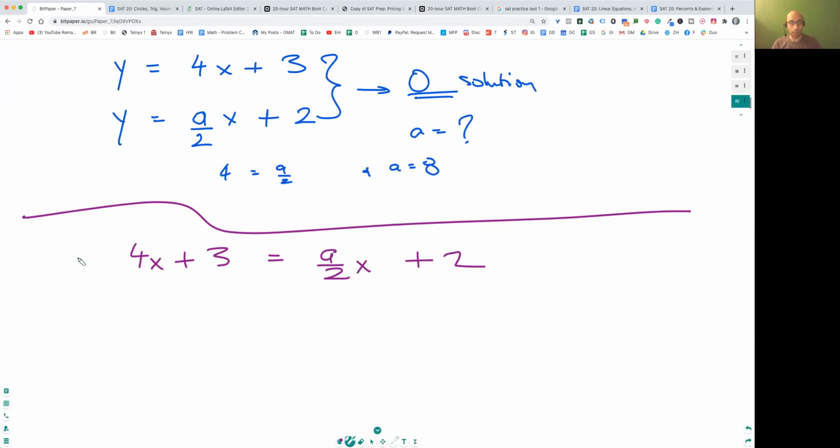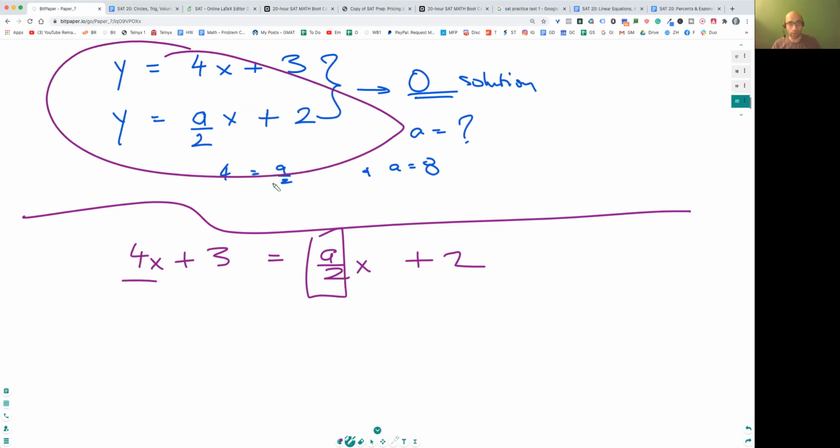Just think about this as y is equal to something and then y is equal to something. It means the same thing, guys. So the answer is going to be the same, which means 4 is equal to a over 2. You already know this. Whenever you see this and they ask you, the solution is the same answer. So with that, let's move on.